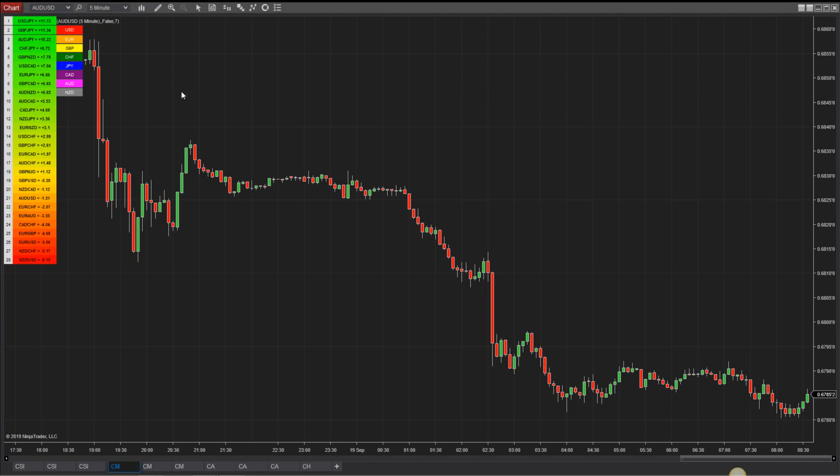So that's the 5 minute matrix. There we go. What was I isolating out? I can't remember now. Aussie CAD. Okay, let's have a look at the CAD.